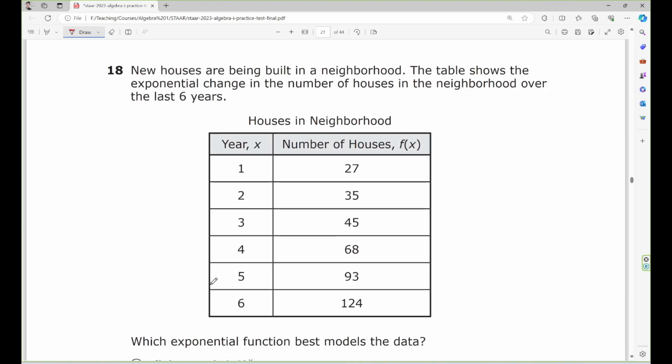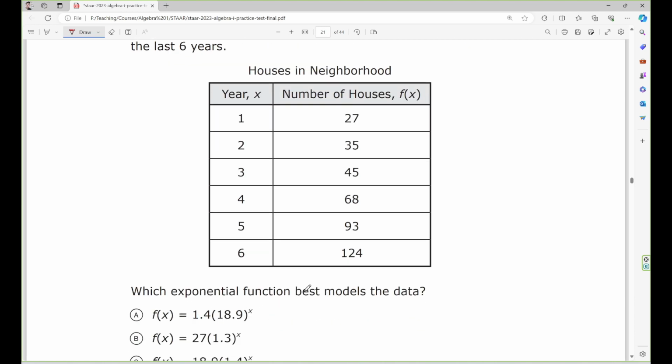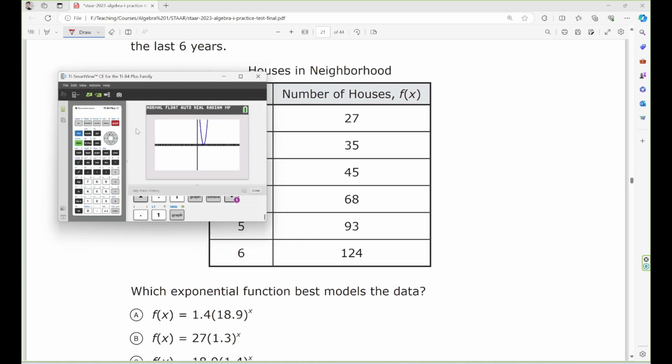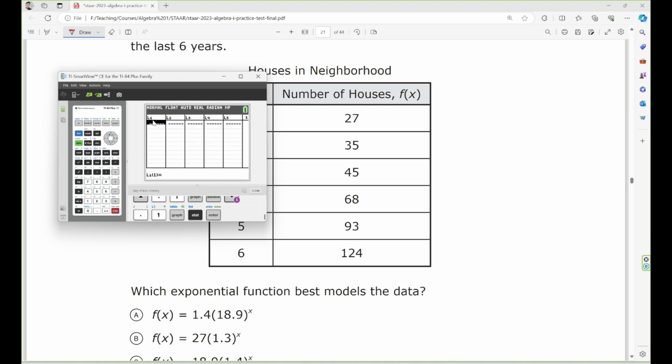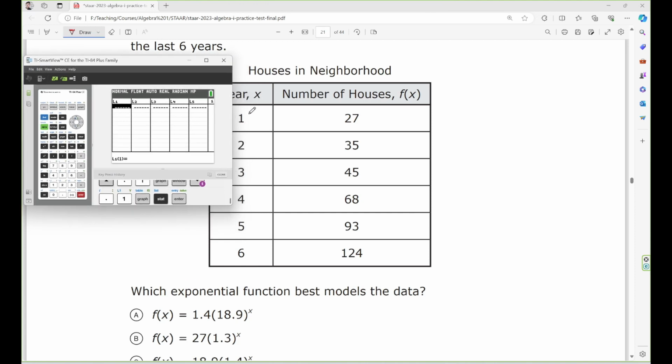Number 18. New houses are being built in a neighborhood. The table shows the exponential change in the number of houses in the neighborhood over the last 6 years. Which exponential function best models the data? Alright, just bring up the calculator. Hit stat, edit, and 1 right here. Put the values 1 to 6. Alright, so I have 1, 2, 3, 4, 5, 6.